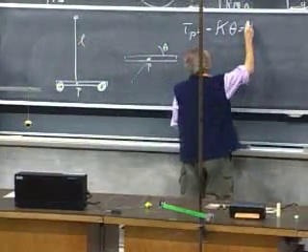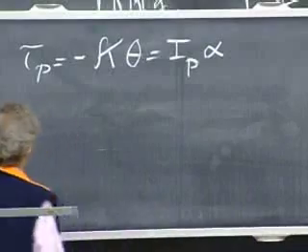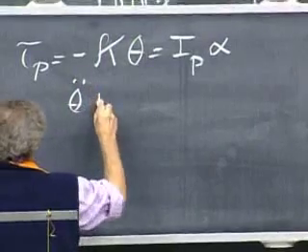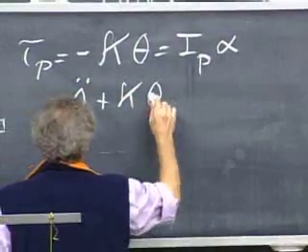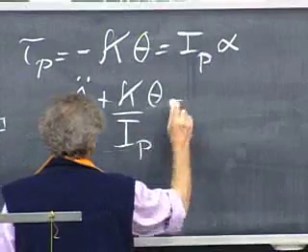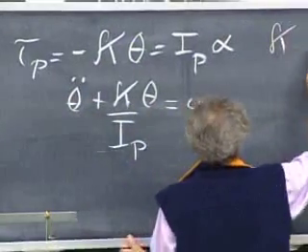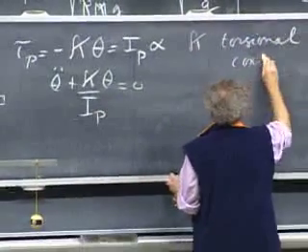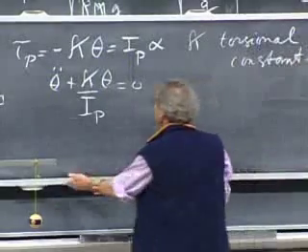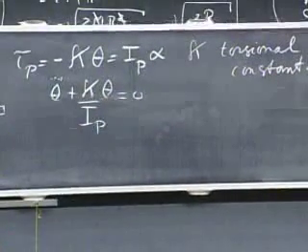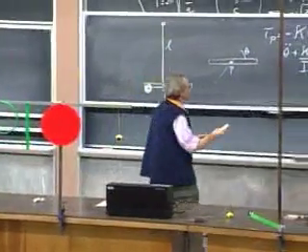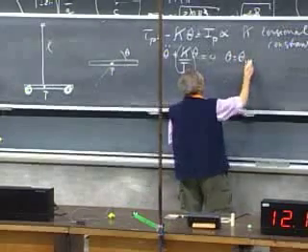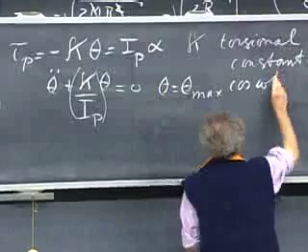And this is the moment of inertia about point P times alpha, and alpha is theta double dot. So we're going to get that theta double dot plus kappa times theta divided by I_P equals 0. Kappa, by the way, is the torsional constant. So we have a differential equation. It's clear that you're going to see a simple harmonic oscillation. This is a constant. And so you're going to get theta equals theta maximum times the cosine of omega t plus phi.